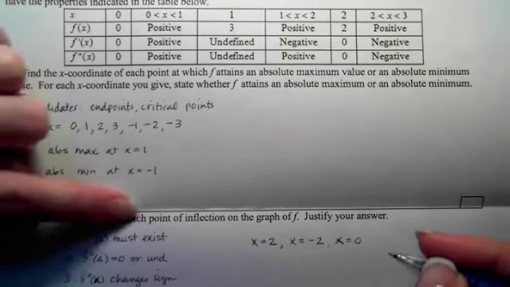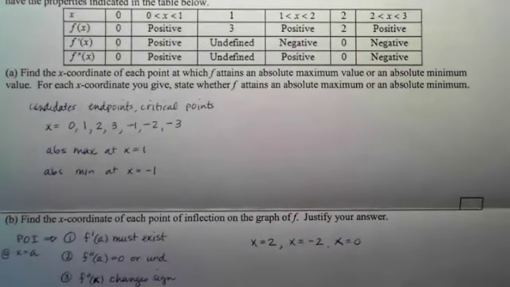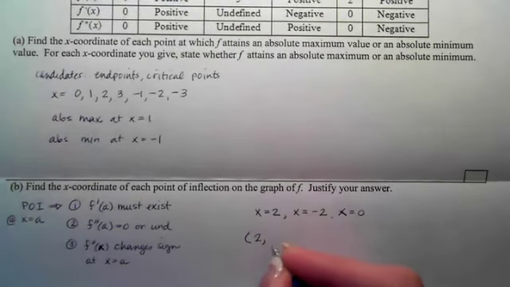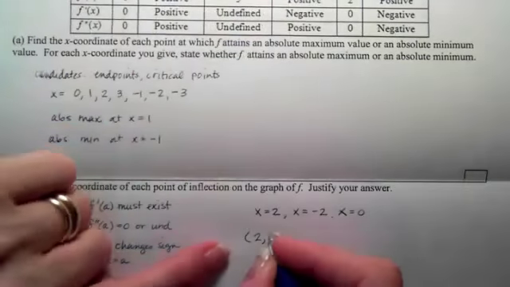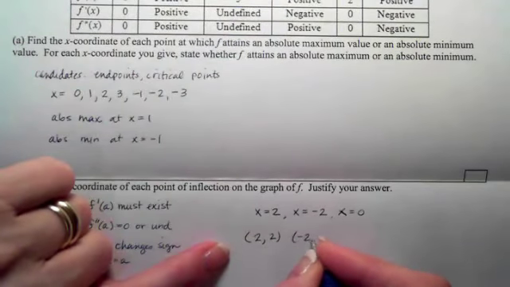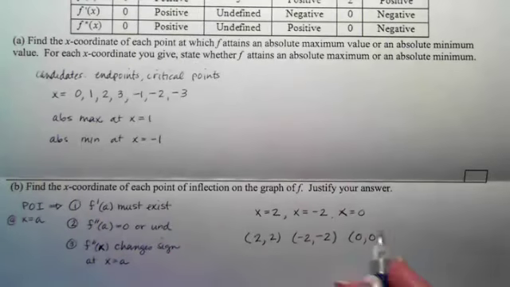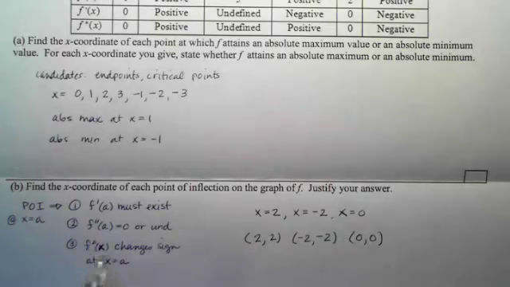Now it asked for the x-coordinate of each point, so we can just give the x-coordinates. Some of you might also have chosen to give me the actual points. So at 2 I get a 2 out, at -2 I get a -2, and at 0 I get a 0. So these are my 3 points of inflection, and my justification is the listing of the 3 criteria required.